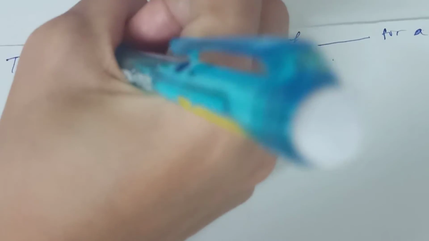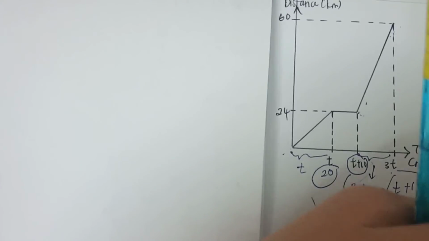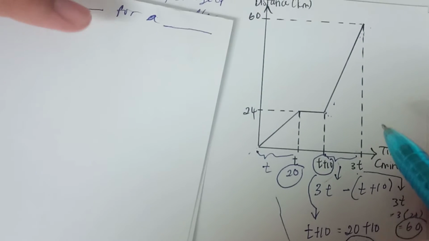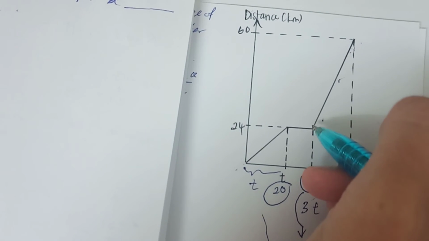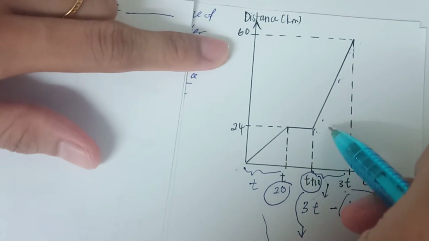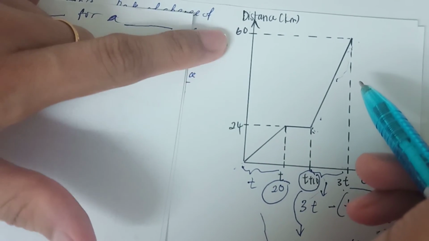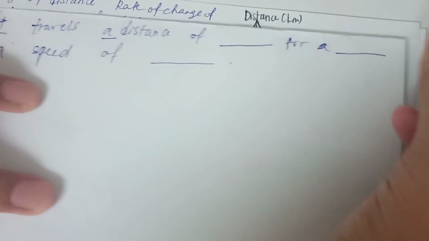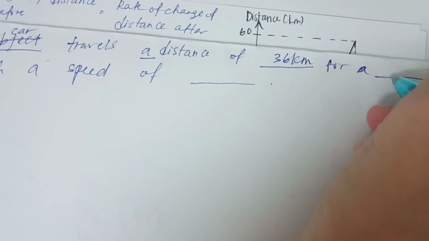So our object here is talking about the car, right? So our object here will be the car. Okay, the car travels a distance of, how do we know the distance? So it's talking about after the stationary period. Okay, so what's the distance after the stationary period? Here to here, how much is the distance? So 60 minus 24. Okay, 60 minus 24, we have 36 kilometer. Okay, 36 kilometer for how long?